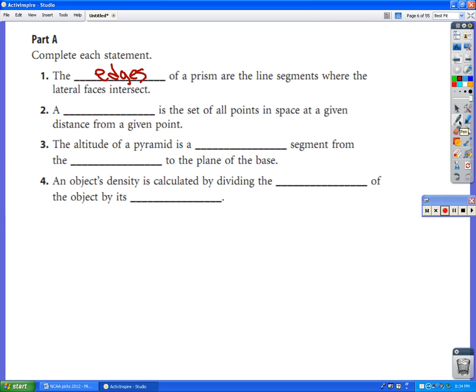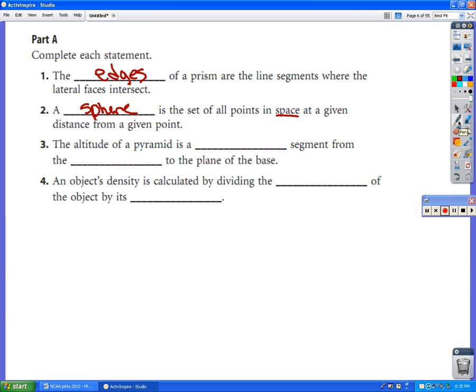Okay, next one. A blank is the set of all points in space at a given distance from a given point. So that is a little bit confusing, but what they're saying is if you take a point right there and you say a given distance, so let's say I want all the points that are 3 inches away from that point. Well, if I do that on a flat surface, all of the points that are 3 inches away are going to be a circle. But if I am not restricted to a flat surface, if I can do that in space, then that's going to include points that are coming out of the board at me and also going into the board. And so that will give me a sphere. So the answer to that one is a sphere.